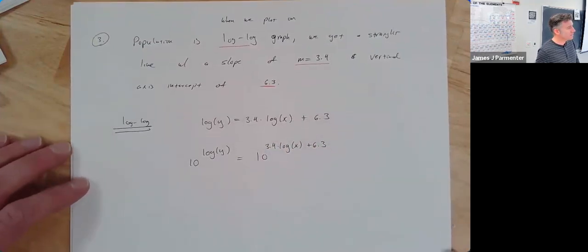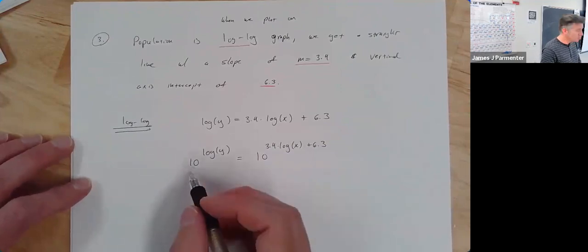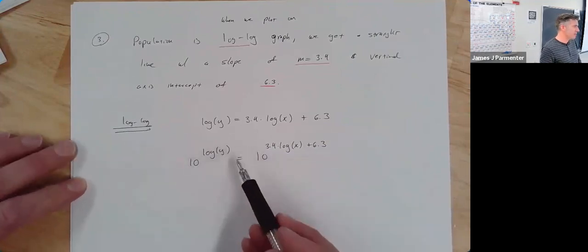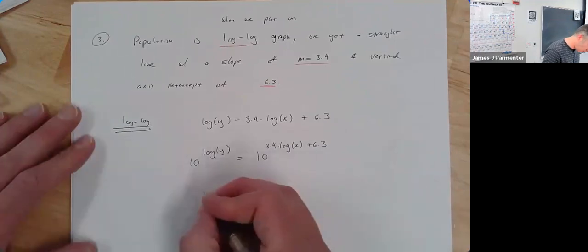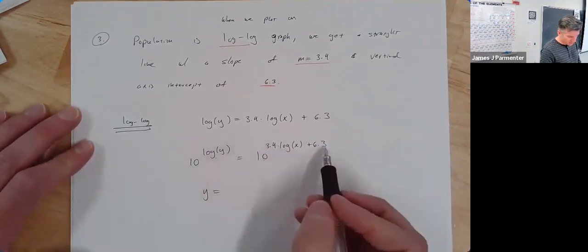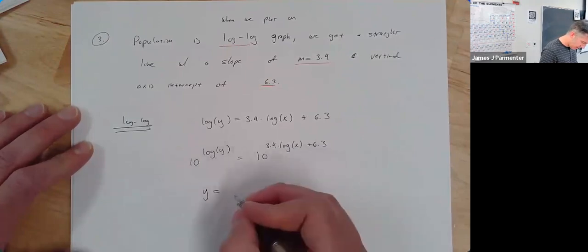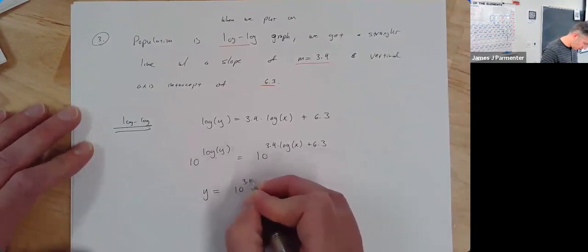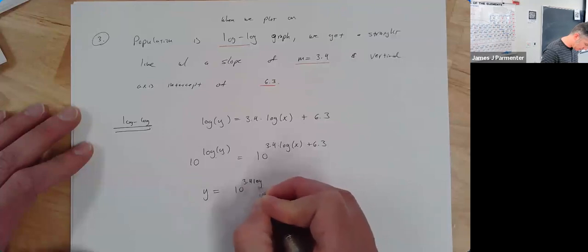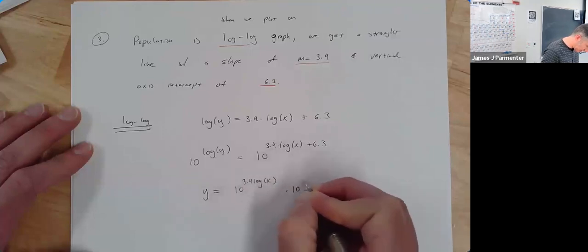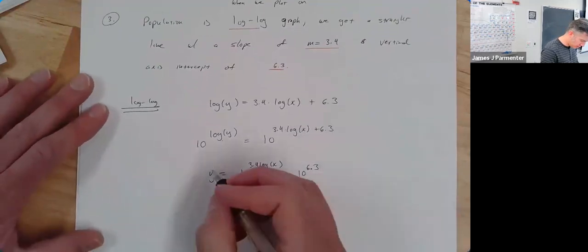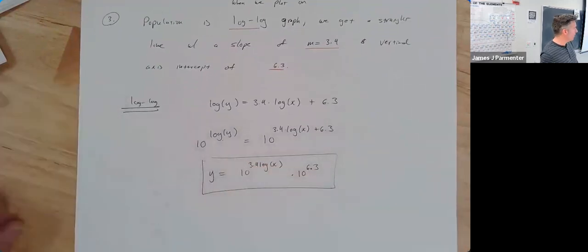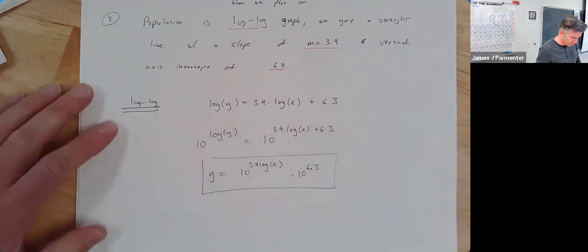Let's do one step of simplification first. If you're doing this problem, you should certainly write 10 to the log of y as just y. Y equal to, and here we should definitely break this apart as 10 to the 3.4 times log of x times 10 to the 6.3. And technically this answer is correct. You could totally leave it here and say, I'm done, I'm going to move on. If you've got more time, you should really do the following.